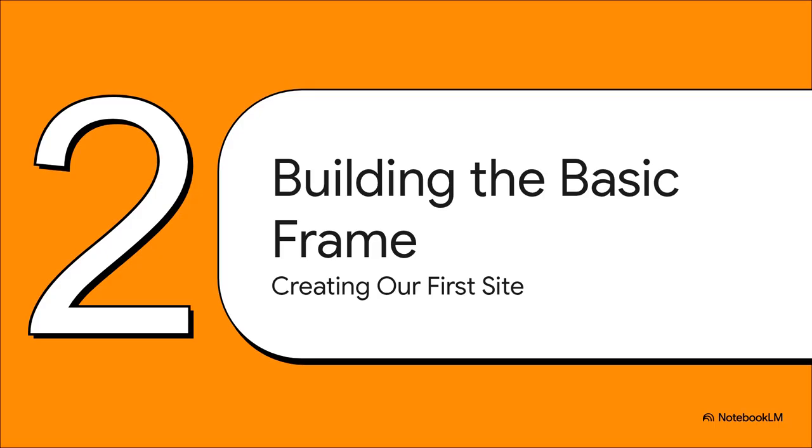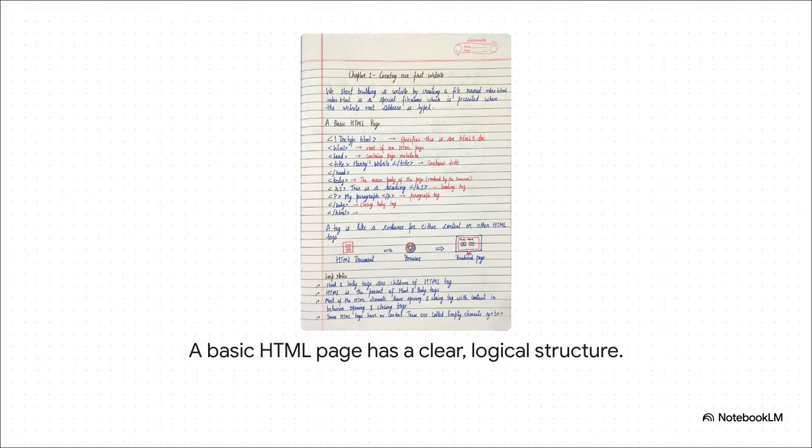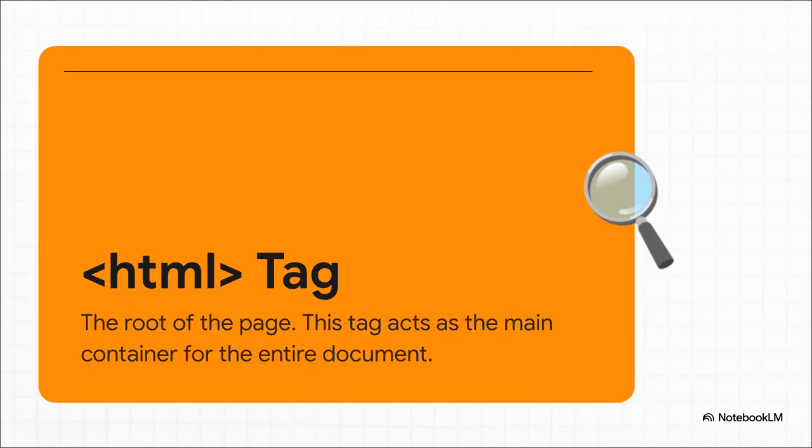Okay, so if HTML is the skeleton, what do the bones actually look like in code? Let's pop the hood and take a little peek. And here's the wild part. Every single web page, I don't care if it's a tiny personal blog or a huge site like a major news outlet, it all starts with this exact same basic structure. It's like a universal blueprint for the web. First up, you've got the HTML tag. Think of it as the big box that holds everything else. It just tells the browser, hey, everything inside here, that's one single web page.